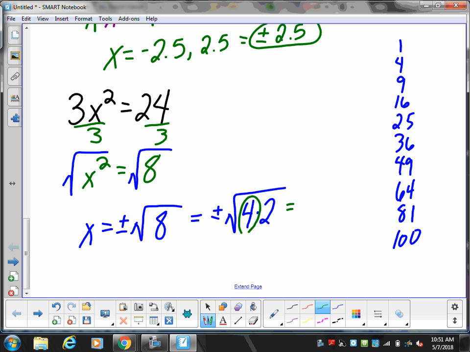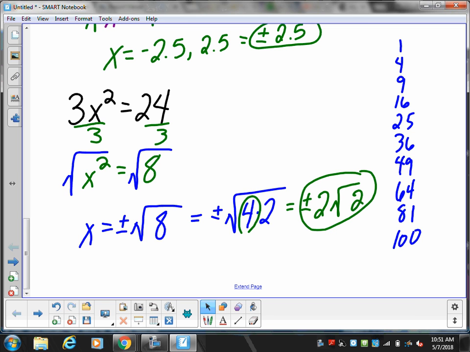And so what you end up doing, you've got the plus or minus sign. You take the square root of the 4, which is 2, and then you leave the other 2 underneath. So there ends up being my official simplified answer. Even though I don't think this looks simpler than the other one, it is the simplified version.